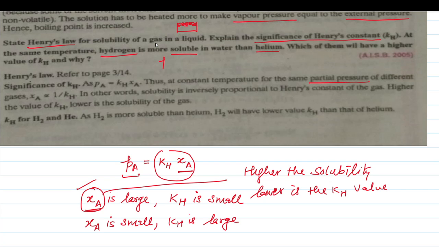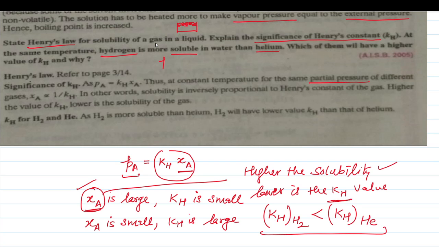So which gas has the lower KH? As hydrogen is more soluble, KH of H2 is lower than that of helium. So KH of H2 is less than KH of helium. That's it. That means if a gas is more soluble, then its KH value is lower. H2 is more soluble than helium, so H2 will have a lower value of KH than that of helium. So that's all about the conceptual questions of the solution chapter.